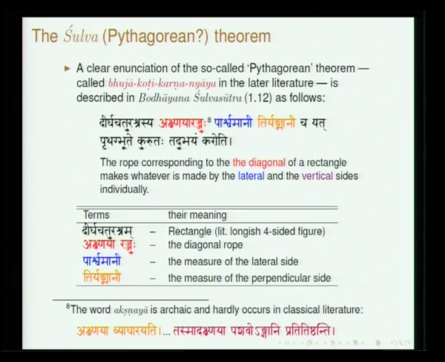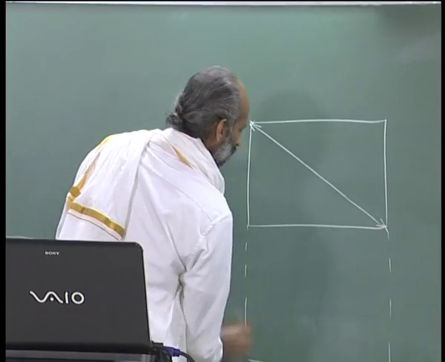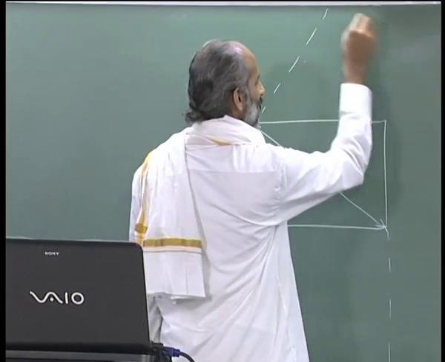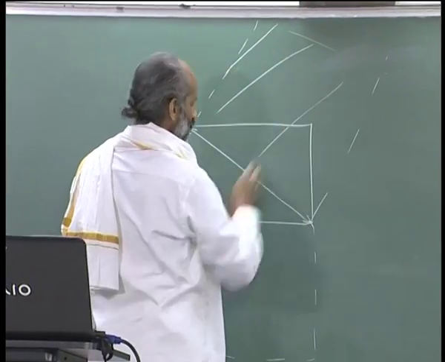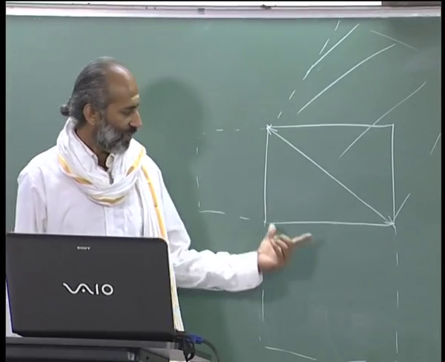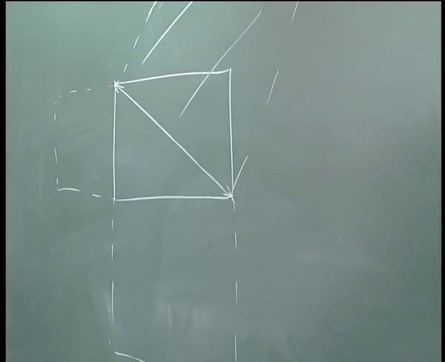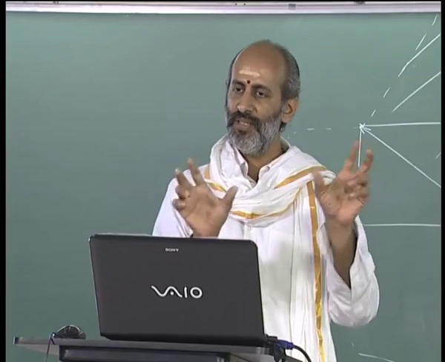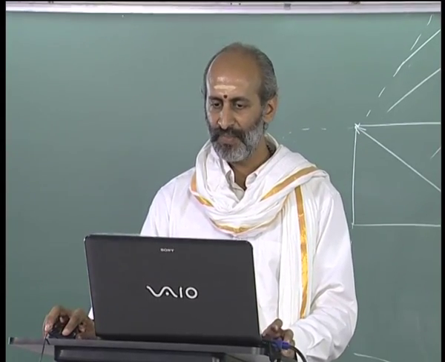So all that is said here is, if you think of drawing a square here and then drawing another square here, so this will give you the area of these two. Parshvamani Tiryangmani cha yat prithak bhute kurutaha tadubhayam karoti. This is something which is very well known. Tadubhayam karoti. So whatever be the area that is created by the two sides, the hypotenuse also gives that. So this is basically the Pythagorean theorem.